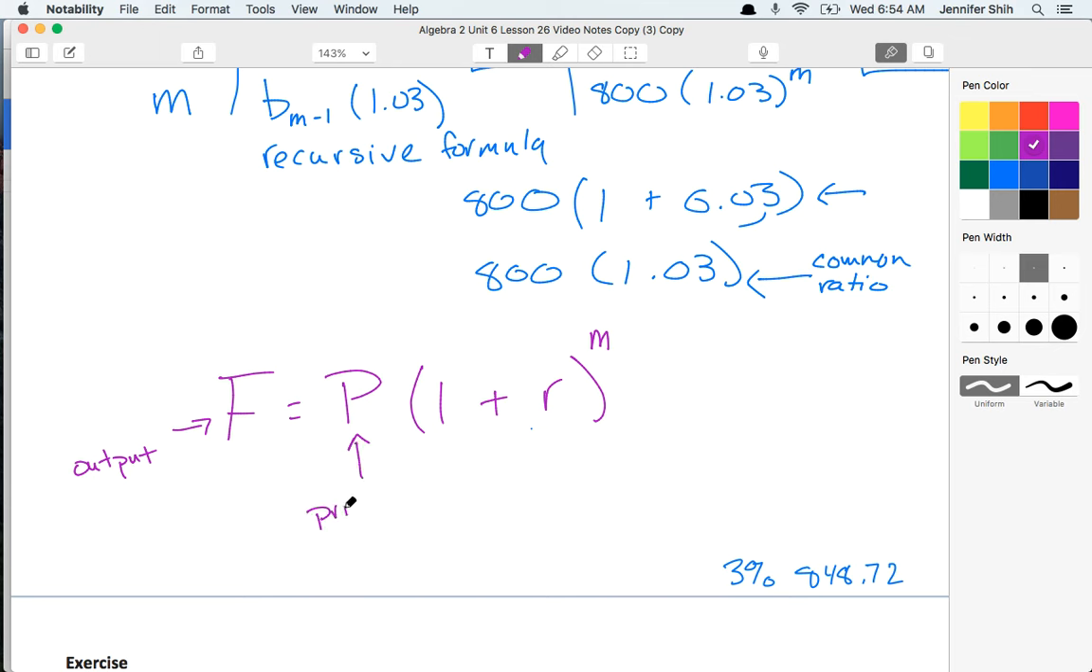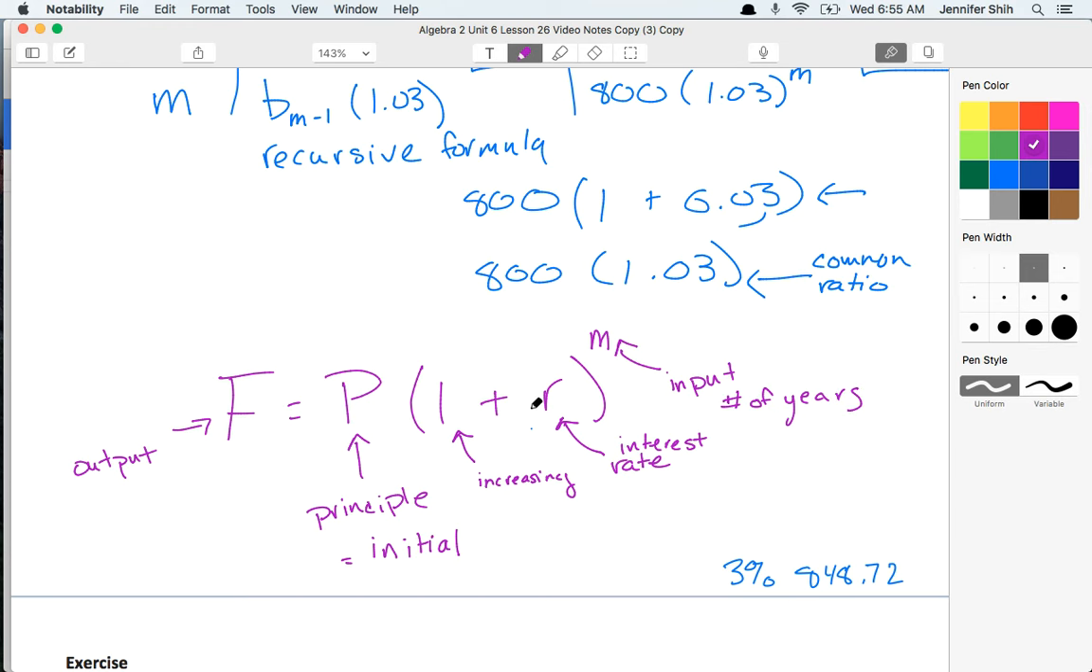Principal is our initial value. 1 means we get all the money back. So our function is increasing because it's greater than 1, right? We know that our B term, the function will be increasing, which means we're getting our money back and then some. And this is the rate of interest. And this is our input, or number of years. So let's use this in our next problem.